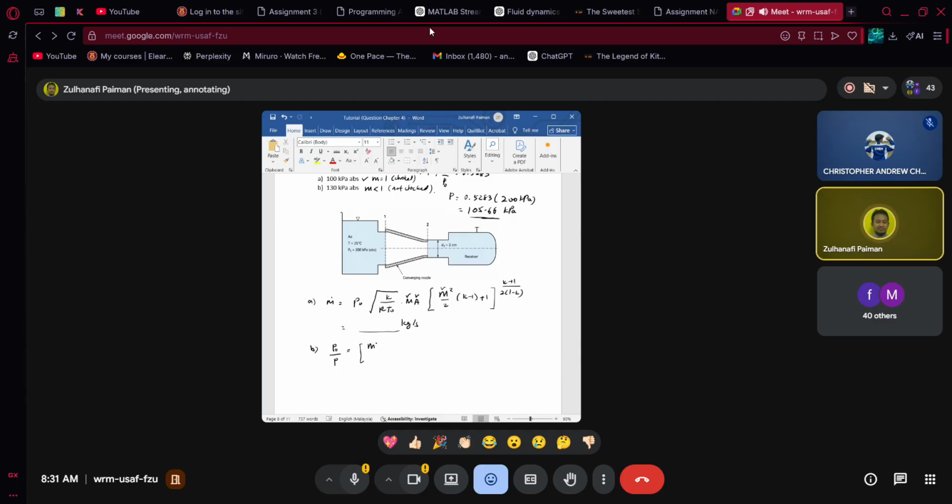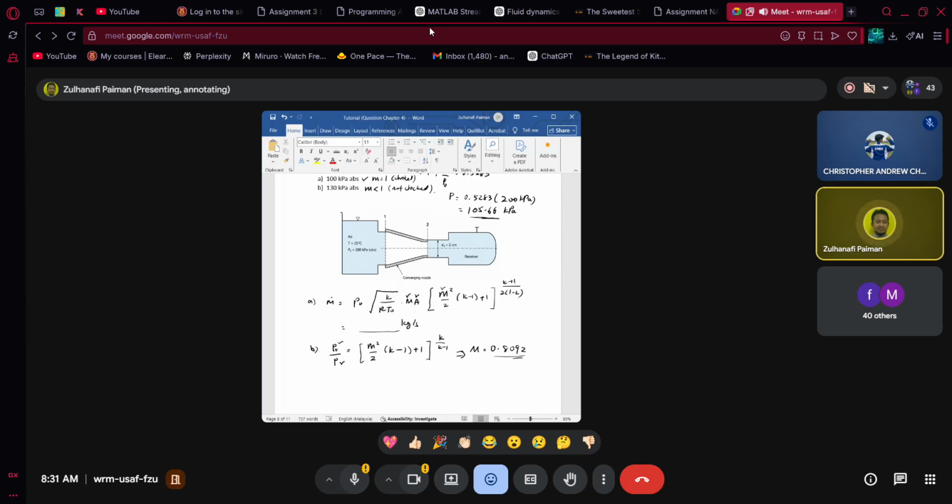P over P naught is M square over 2, k minus 1 plus 1, to the power of k over k minus 1. So we know all of this. P naught is 200 kPa, the pressure at receiver is 130, Mach number is the unknown, and k is 1.4. If you substitute all of the values, at the end you will get Mach number around 0.8092. So it is subsonic.